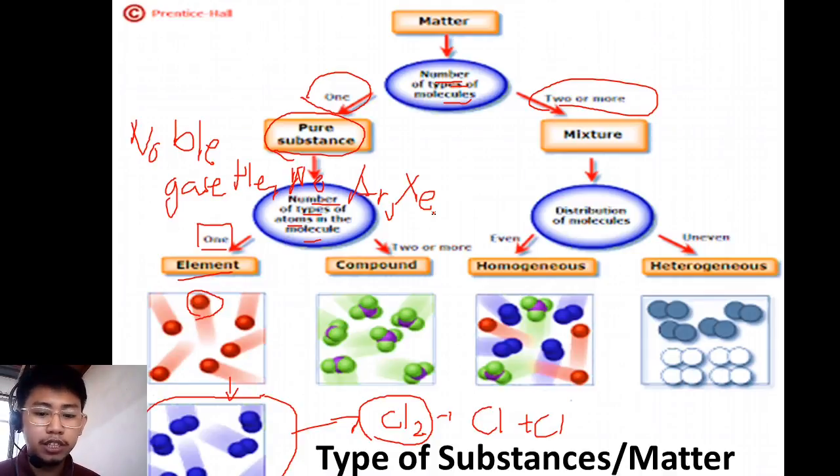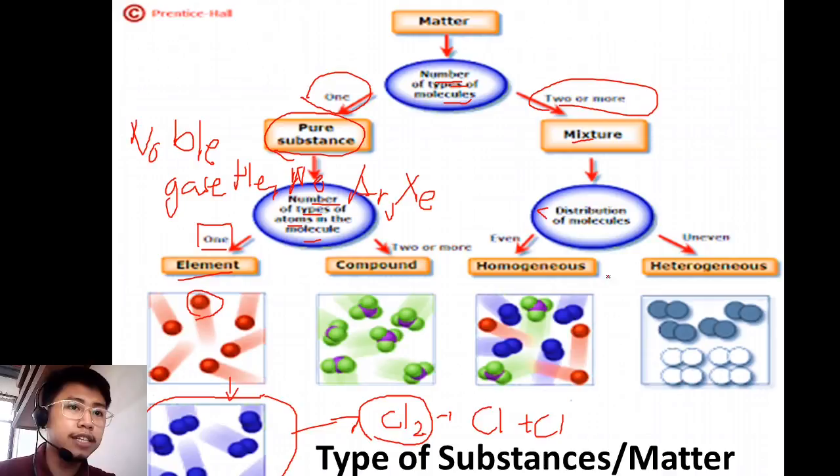We have mixture. So in mixture, from the word itself, mix, they are composed of two or more types of molecules together. It's not one type of substance or type of matter that is in there, but there are also other substances that are mixed together. So, what are the two types? We can categorize mixture into two types by looking at the distribution of molecules.